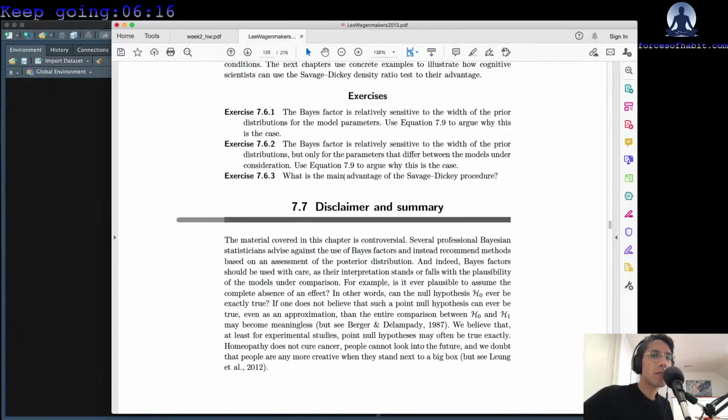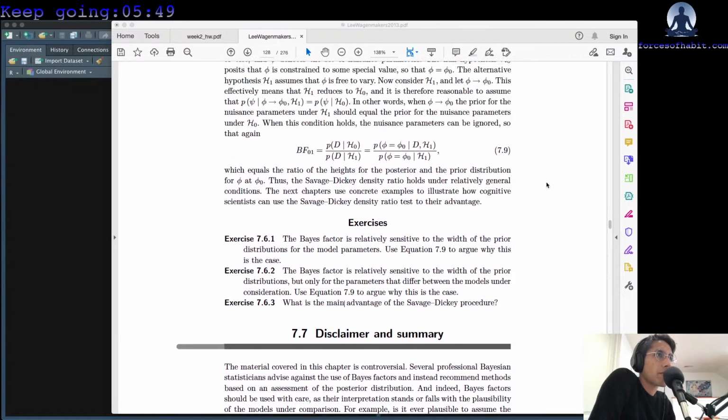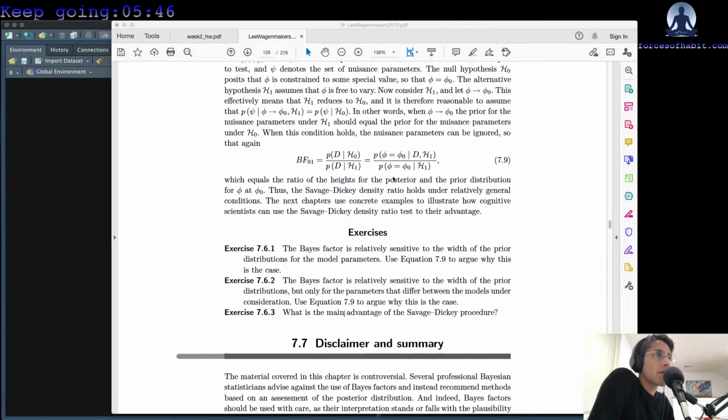So we have 3 more questions here. Relatively sensitive to the width of the prior distribution for the model parameters. Well, that's to account for complexity, right?